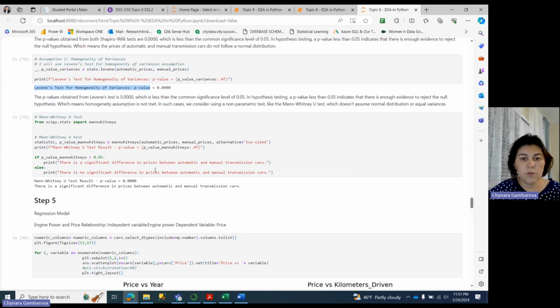In this case, we can't use a t-test, and we consider using a non-parametric test because assumptions are not met, and we will be using the Mann-Whitney U test. And here, the result of the Mann-Whitney U test is p is 0.0, and it means we are rejecting the null hypothesis, which means there is a significant difference in prices between automatic and manual transmission cars.